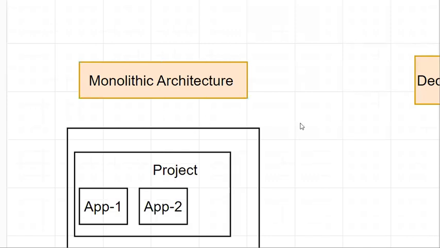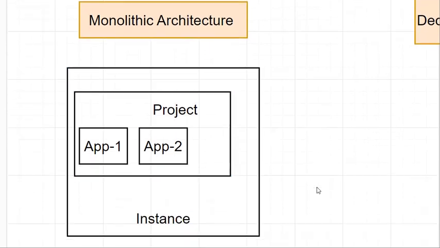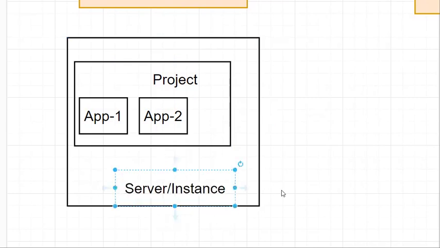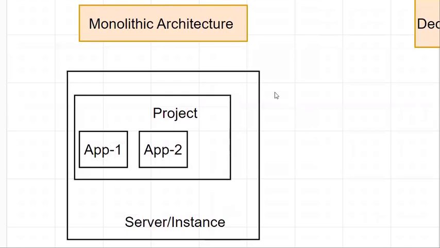In monolithic architecture, what we did is we host our whole project on a single server, or you can say we host our project in a single EC2 instance. In AWS, we use EC2 instances as servers, right? Yes. So if we consider the AWS service, hosting the whole project in a single server happens in this monolithic architecture.